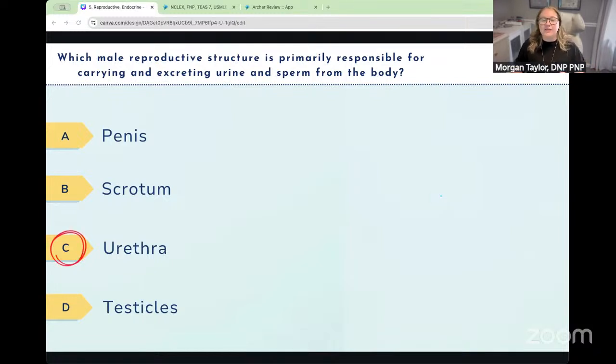That is the urethra. So both males and females have urethra. For females, that's just going to carry urine, right? That's how urine exits the bladder. But for males, it's carrying urine and sperm. So I think that's an important piece to know.